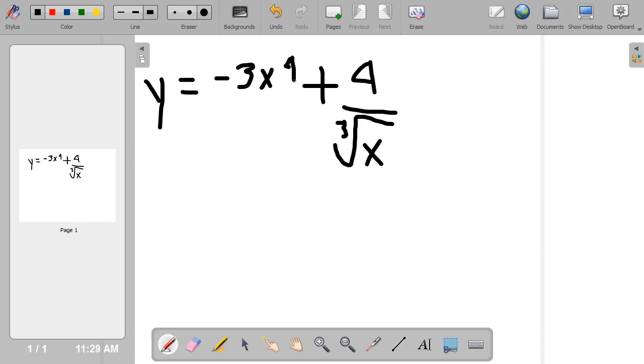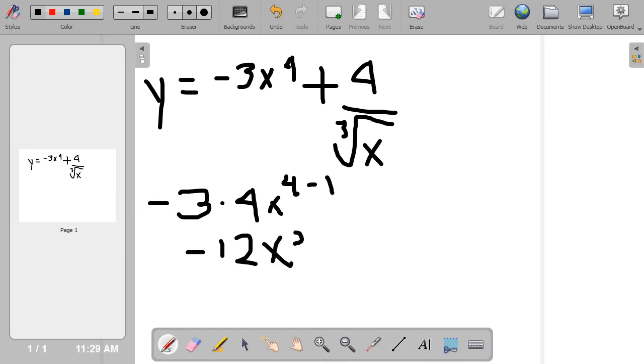Now, remembering one of the rules earlier, the sum and difference, let's separate and differentiate them all by themselves, so we can combine them later. So negative 3x raised to 4 is pretty easy. 3 times 4, x raised to 4 minus 1 would be negative 12x cubed. So this is negative 12x cubed.